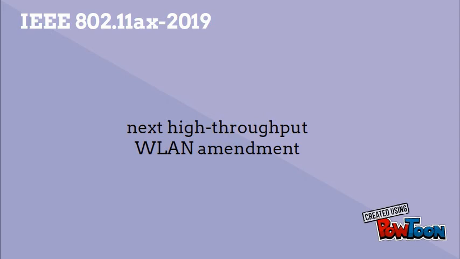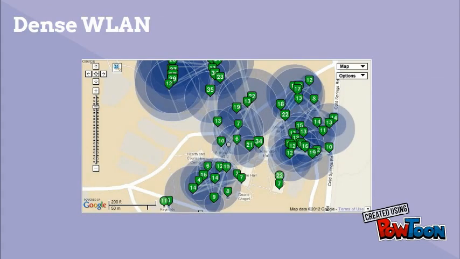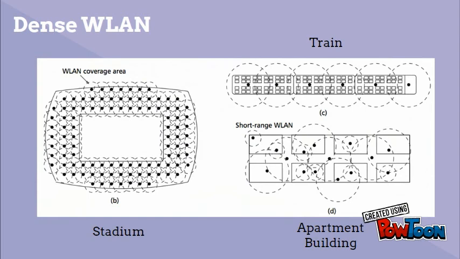Partly because of their own success, next-generation LANs face two main challenges. First, they must address dense scenarios. Second, increase users' throughput needs. Dense LAN scenario is when LAN user density, users per meter square, is very high, which then requires deployment of many access points close to each other to achieve high data rate. The examples are stadium, train or apartment building.